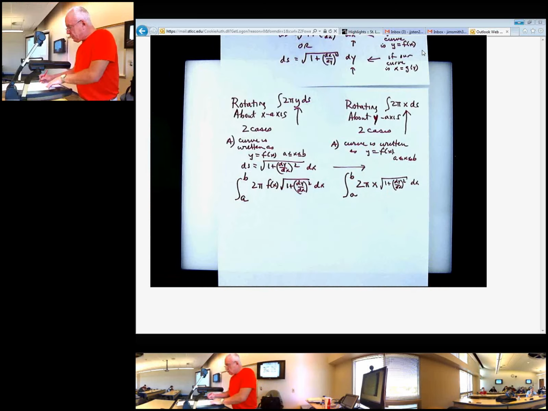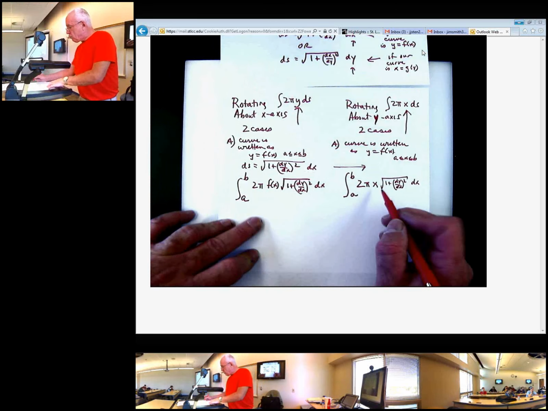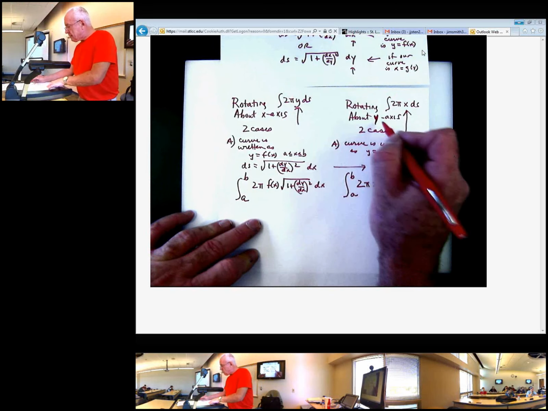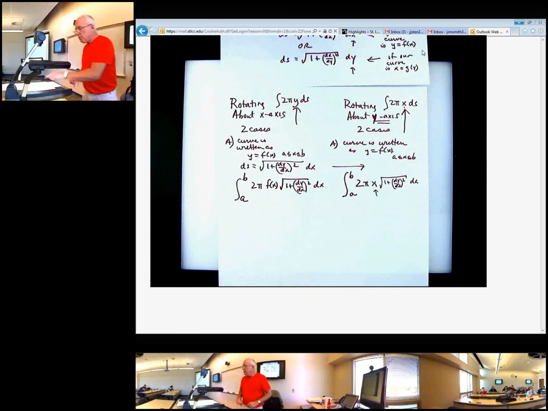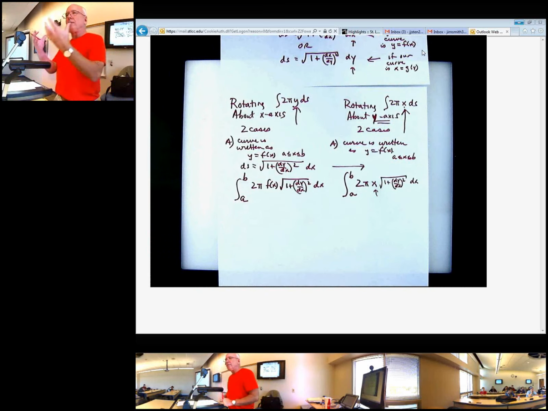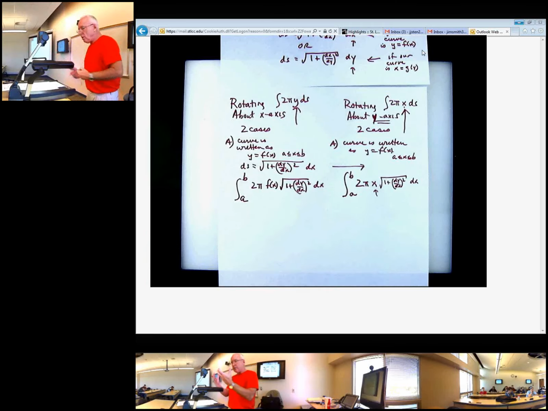So the difference here is that if we're going around the y-axis, it's 2 pi x. We just keep it like that. The other one, we have to write the f of x. We want a function of x. One case is a little bit easier than the other.